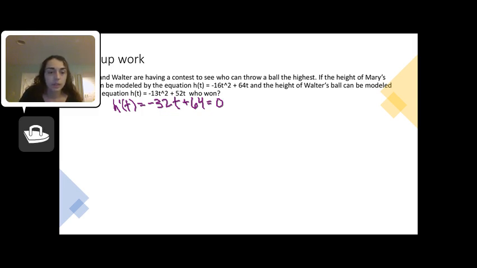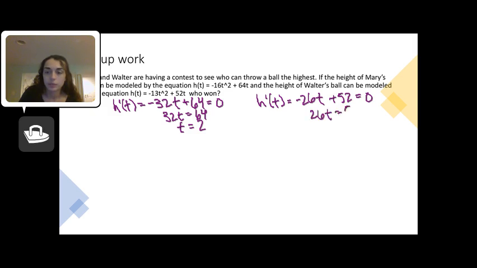So we have that 32t equals 64. We're going to divide by 32 to get t equals 2. And I'm going to do the same thing for the height of Walter's ball. So we get that negative 26t plus 52 equals 0. And then we're going to solve for t. So 26t equals 52. And again, we get that t equals 2.